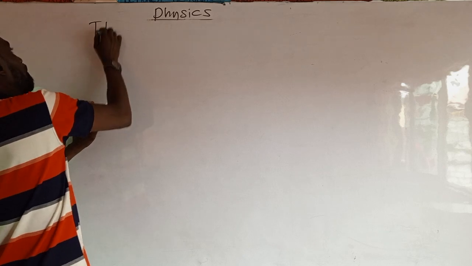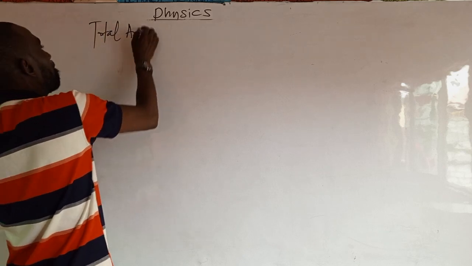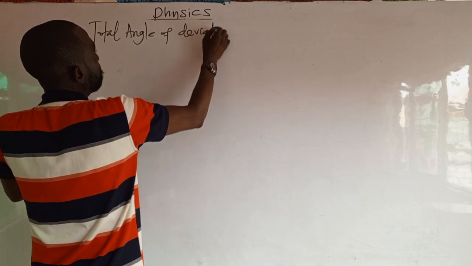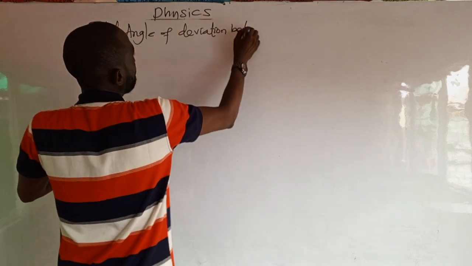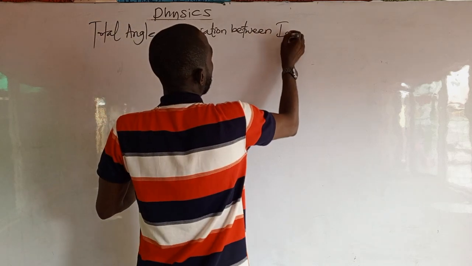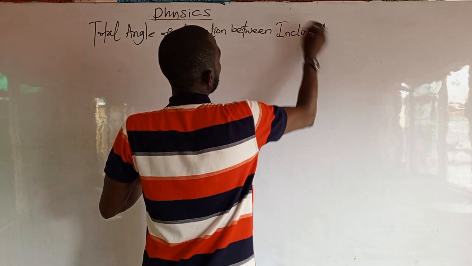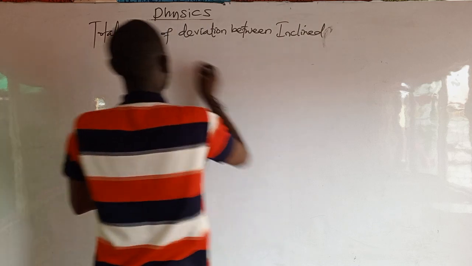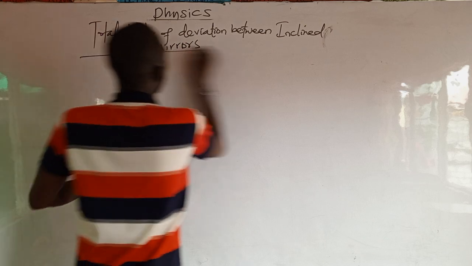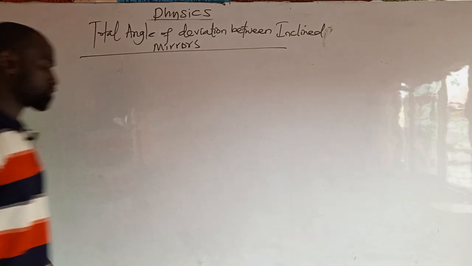Okay, so let's try it. Total angle of deviation between inclined mirrors. Three inclined mirrors. Alright, so let us go, class.